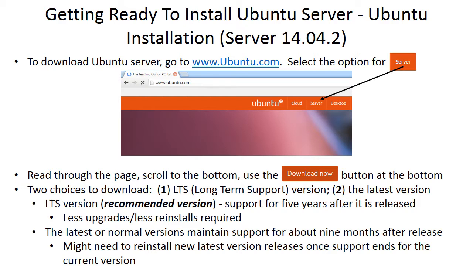You usually get two choices when it comes to downloading the server operating system. You get options to download an LTS, or a long-term support version, or the latest version. The main difference is that the LTS version usually comes with support for 5 years after its initial release. The latest or normal versions usually maintain support for about 9 months after its initial release.